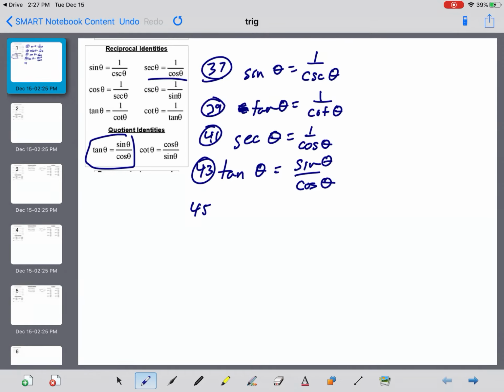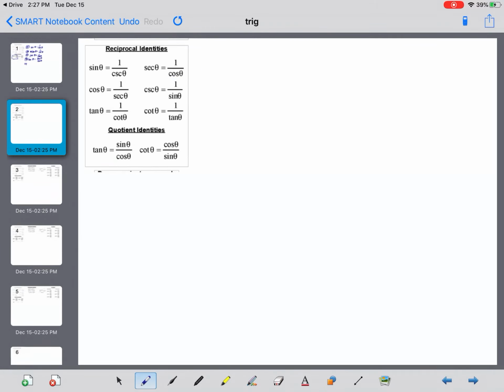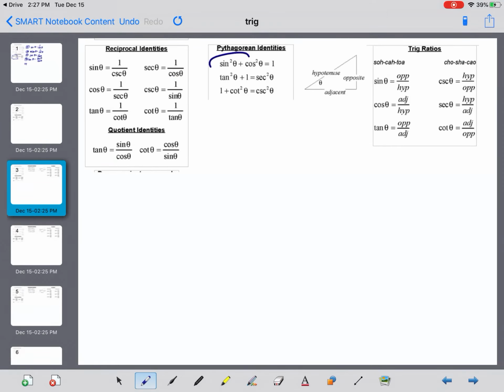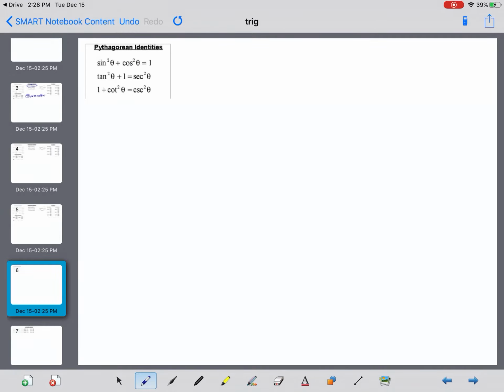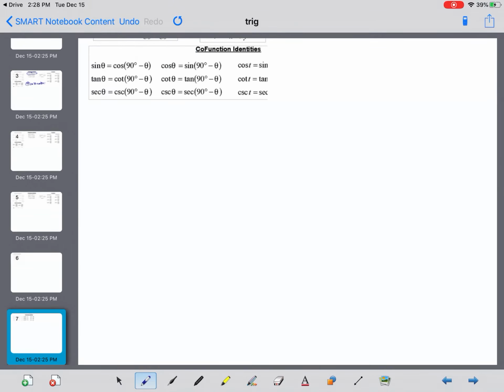Number 45 switches to sine squared plus cosine squared, so I'm going to switch screens on you here. All right, this is number 45. So for 45, sine squared theta plus cosine squared theta equals 1. These are based off of a right triangle and the unit circle. In 47, I don't think I've got 47 on here.